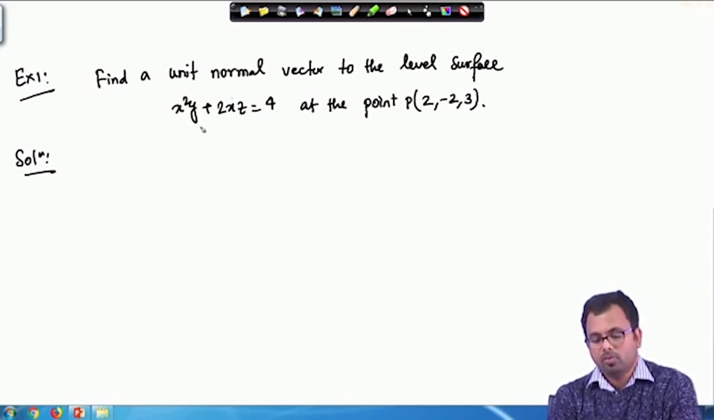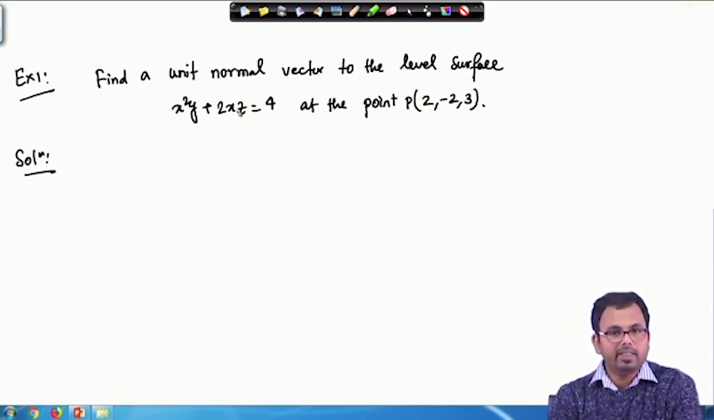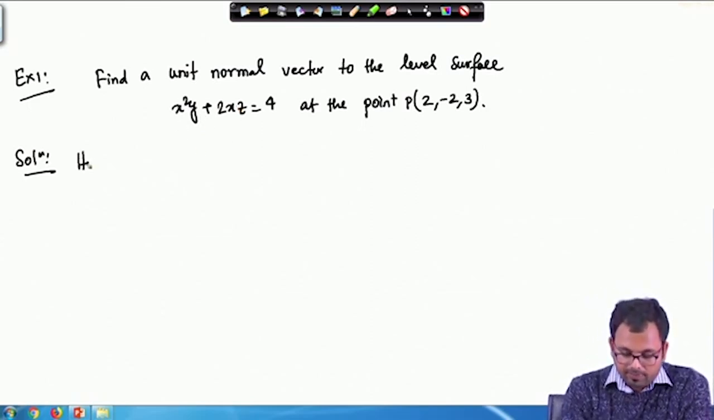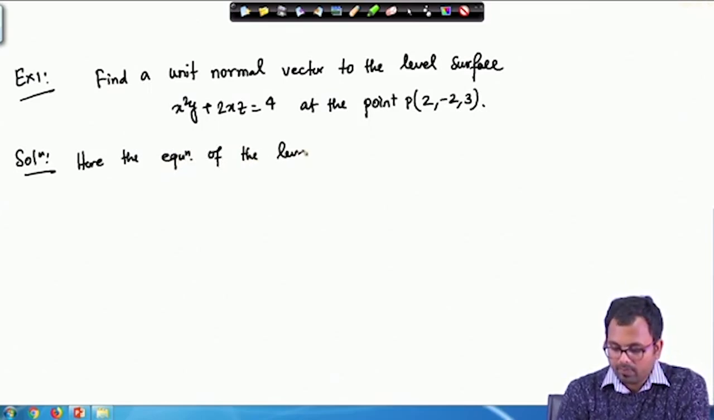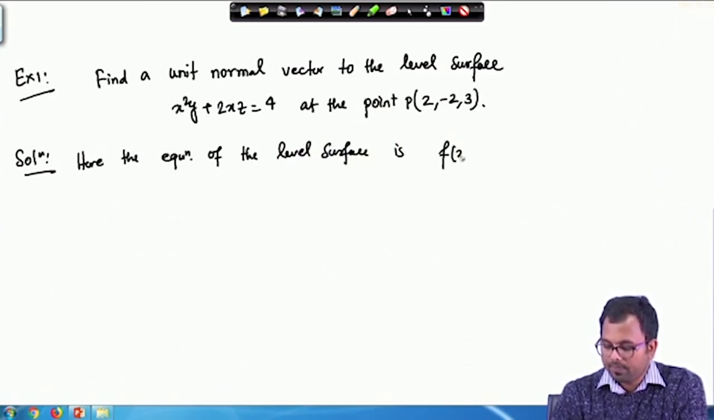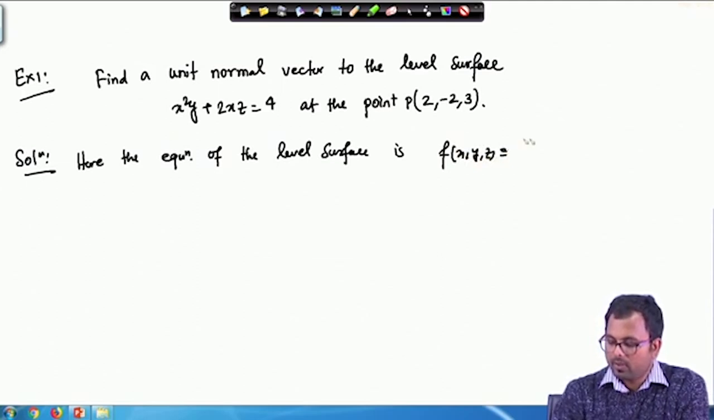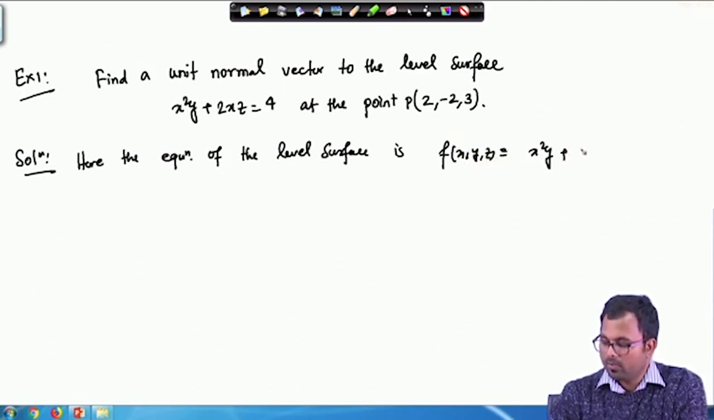So, we have to find a normal to this surface, and then dividing it by its magnitude will give us the unit normal. All right, so those two steps are clear. First of all, we have to calculate its gradient. Here the equation of the level surface is f(x, y, z) = x square y plus 2xz equals 4.